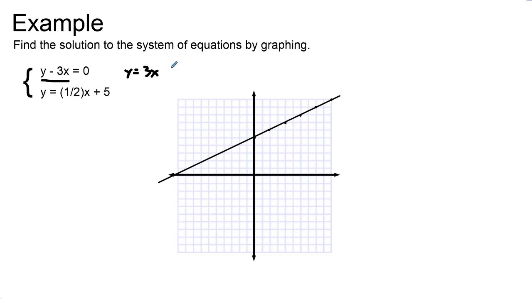That's a nice simple equation, easy enough for me to graph. It doesn't have a y-intercept. So it's going to go through 0, 0, and then it's going to go up 3 over 1, up 3 over 1, up 3 over 1.